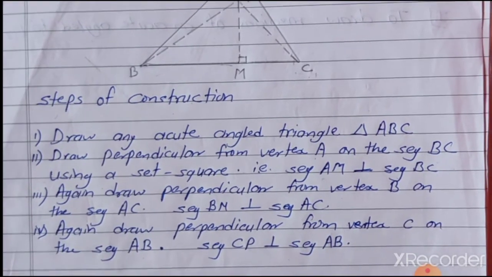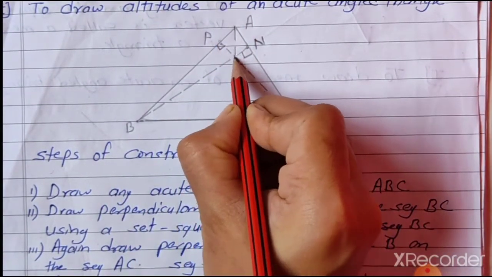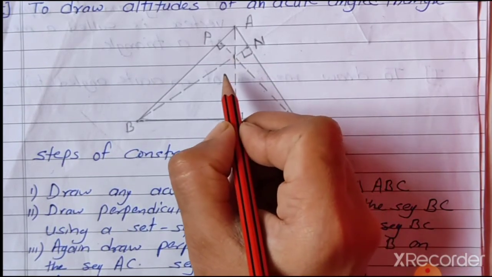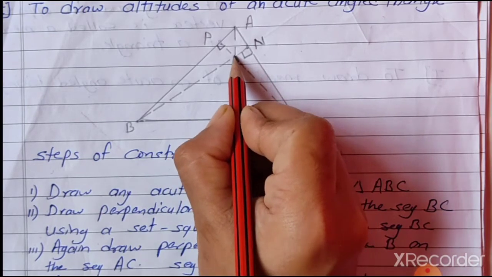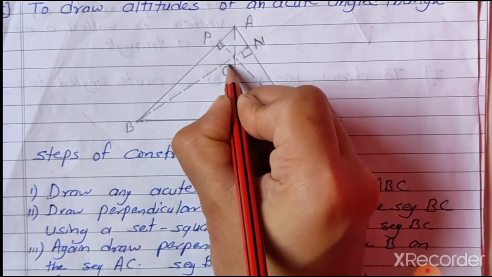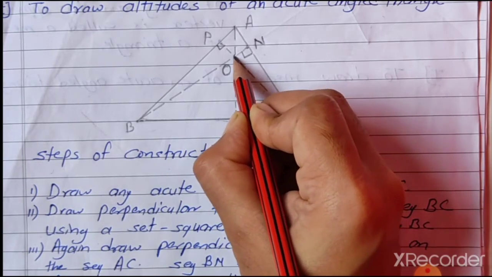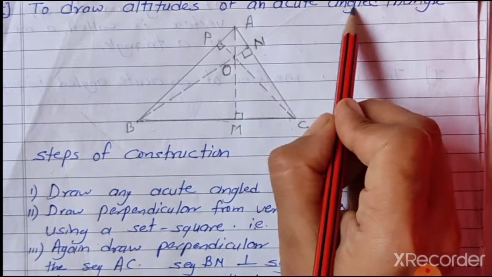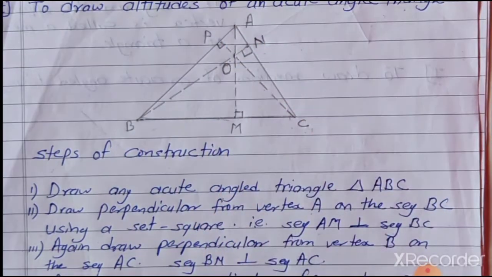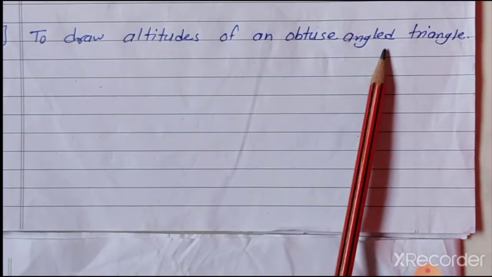In this acute angle triangle, all these altitudes meet or intersect at only one point. So this point of intersection is a point of concurrence. Therefore this concurrent point is called the orthocenter and it is denoted by O. So always remember it: the orthocenter for an acute angle triangle is always in the interior part of the triangle. Now let us draw altitudes for an obtuse angle triangle.